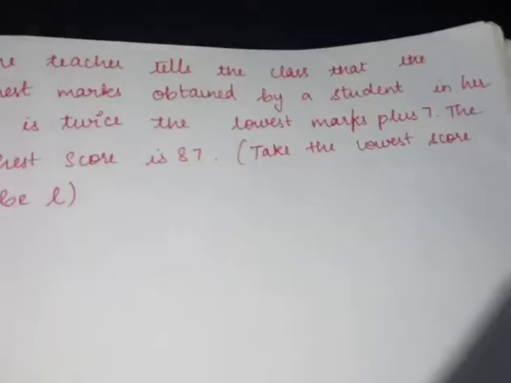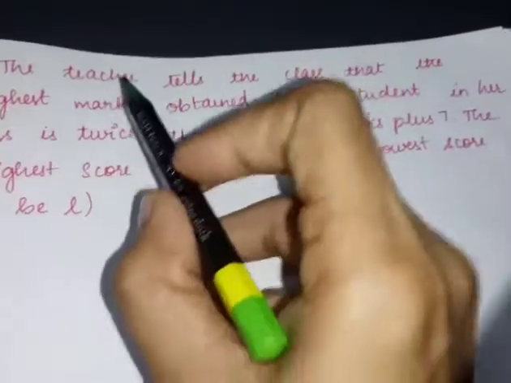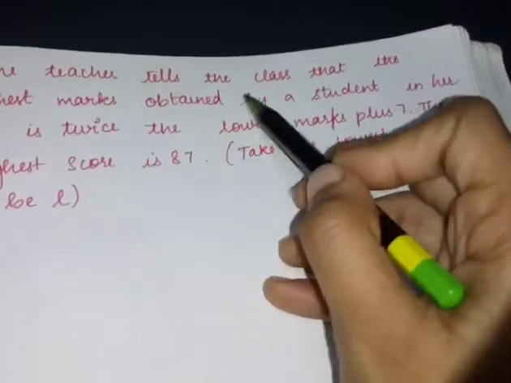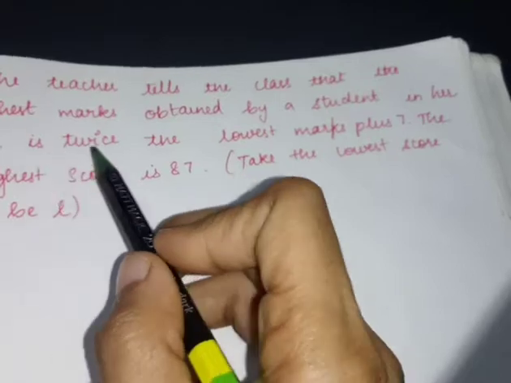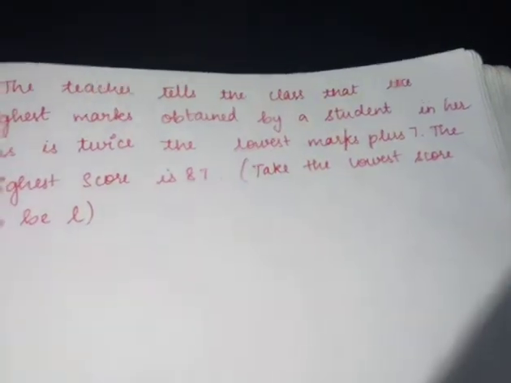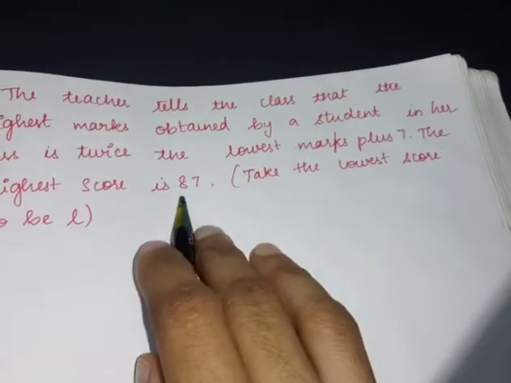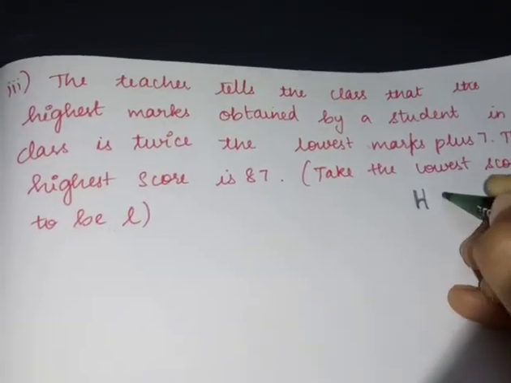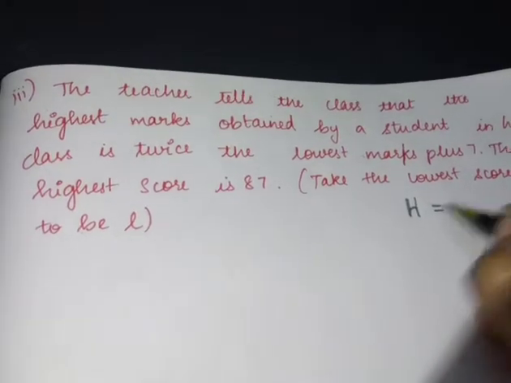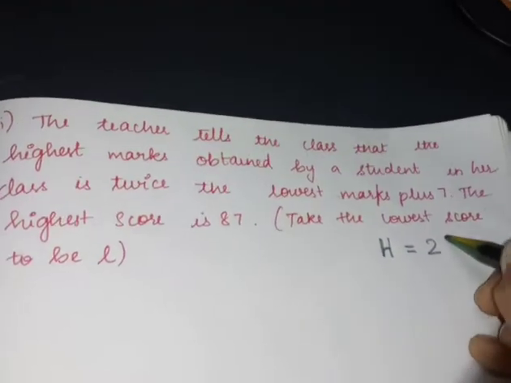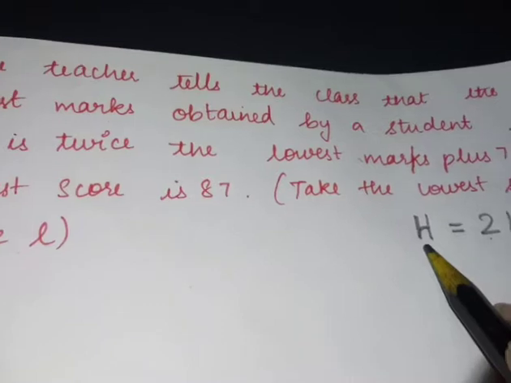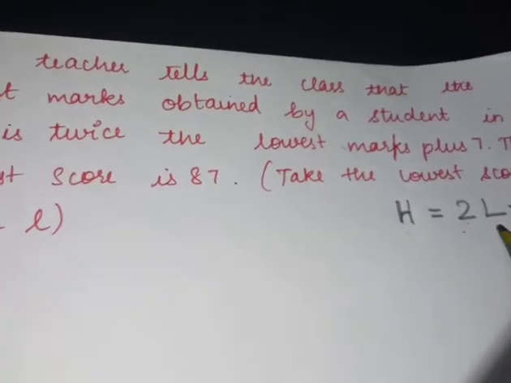Next is your third question. See the question, children. The teacher tells the class that the highest mark obtained by a student in her class is twice the lowest mark plus 7. The highest score is 87. Take the lowest score as L. I once again read the question. The teacher is saying that the highest mark in her class is equal to twice the lowest mark plus 7.